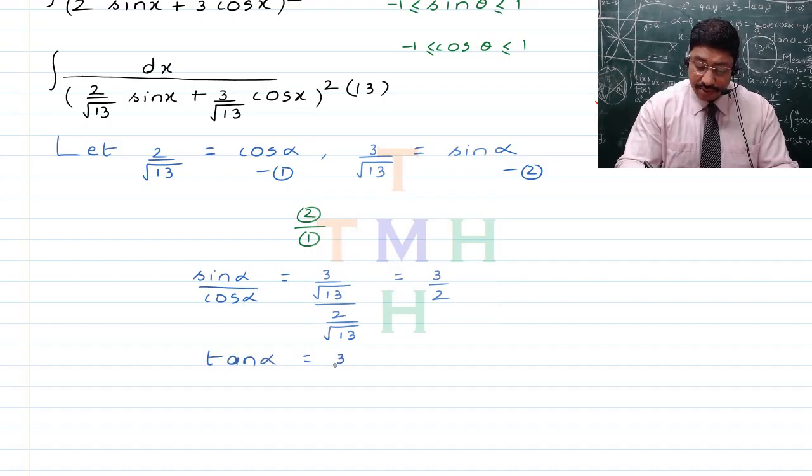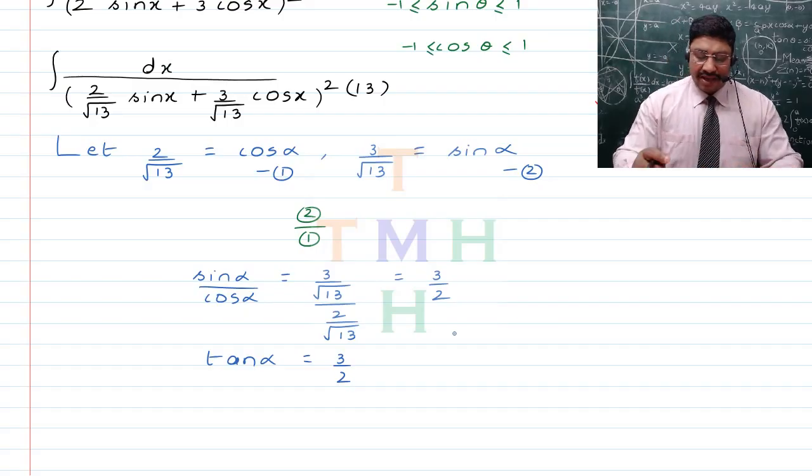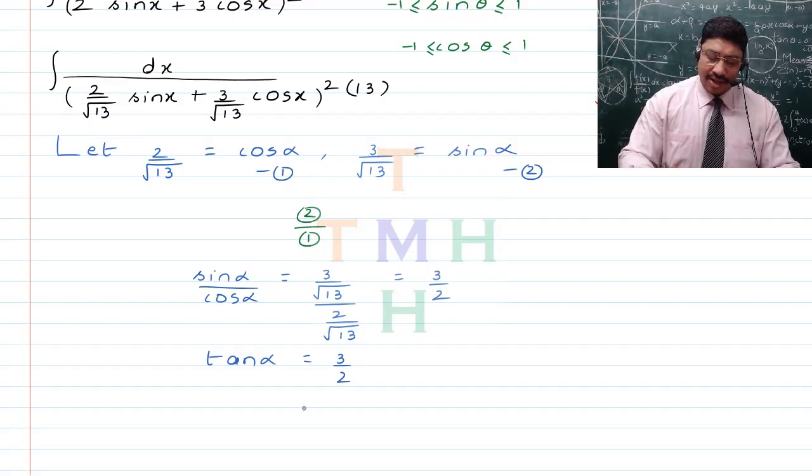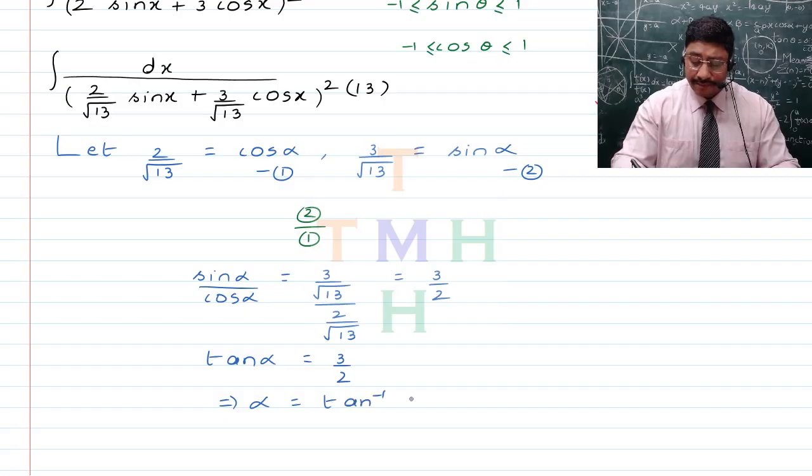And since sin alpha upon cos alpha becomes tan alpha, tan alpha will become equal to 3 upon 2, and there is no problem in this, because tan of any angle varies between -infinity to infinity. So if the value is greater than 1, because 3 upon 2 is equal to 1.5, there is no problem, right? So now that we have tan alpha to be 3 upon 2, we can obviously say that alpha will become equal to tan inverse of 3 upon 2. So this is what alpha is.